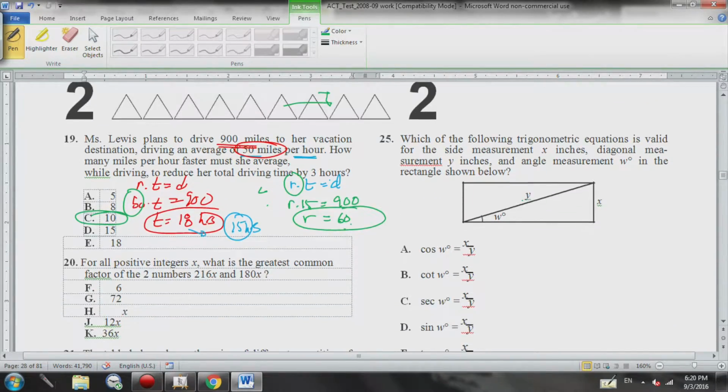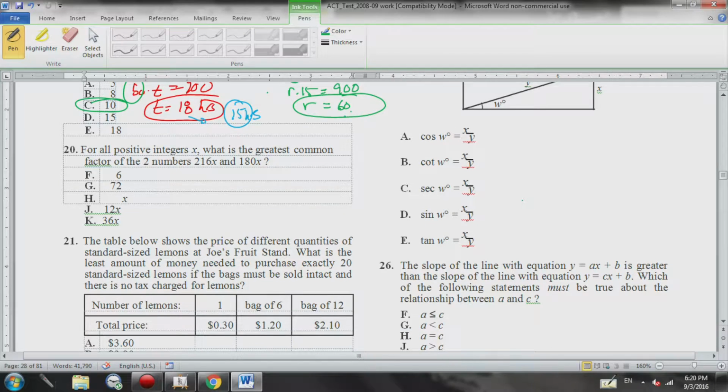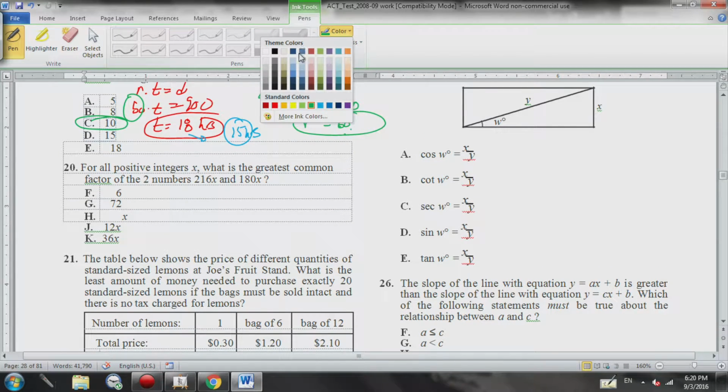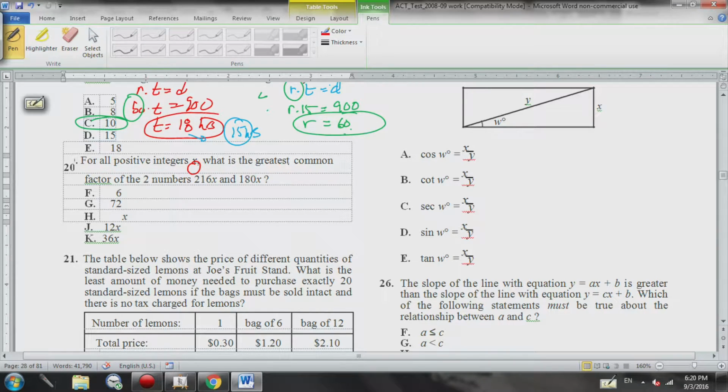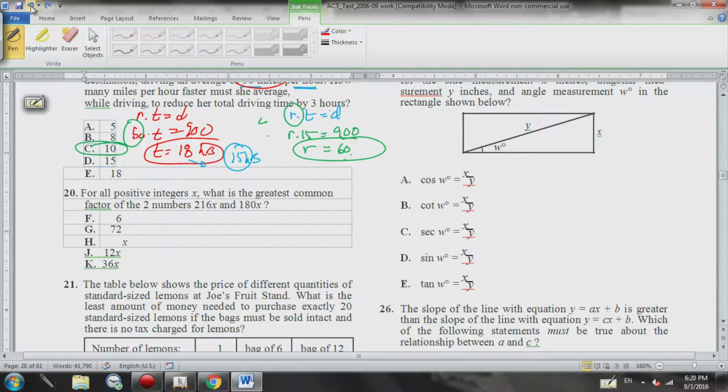That's number 19. Number 20, the last one before we take a break, inshallah, is this. For all positive integers x, what is the greatest common factor of the two numbers, 261x and 180? They're saying x is some number, and you want to find the greatest common factor of this and 180.